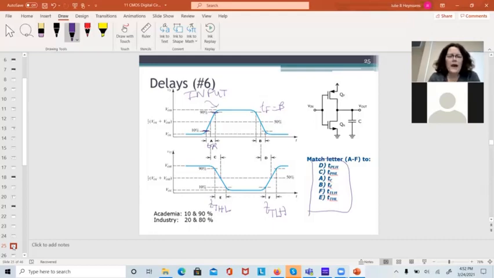Now there's 2 other times in here that are critical. And this is how long does it take the output to change, how long does it take for the output to respond to a change in the input?